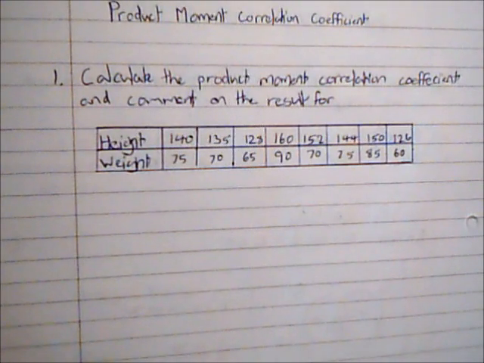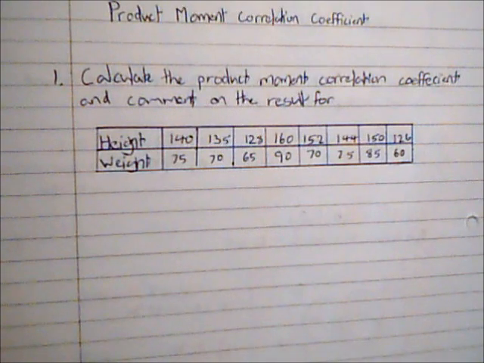In this video we're going to look at how to calculate the product moment correlation coefficient to look at the correlation between two variables. So here we're going to look at height and weight. And in the S1 exam you are quite likely to have a lot of this work done for you because there's a lot of steps.